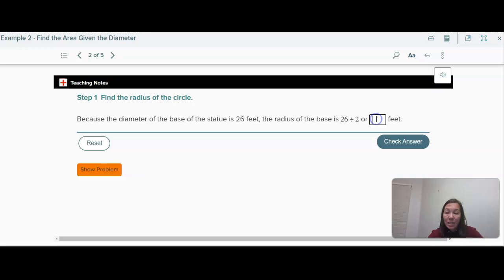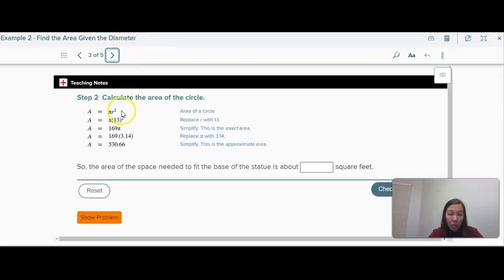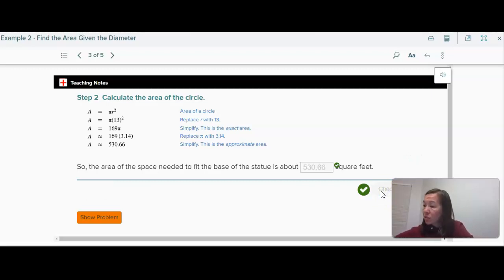If the diameter is 26, then half of that is our radius. So remember that the radius is half the diameter. And now that we have that, start with your formula. In place of r, we're going to put 13. 13 squared is 169. And then we'll still have the pi here. Again, this is the exact area. Then if we replace pi with 3.14, or if you just plug this into your calculator using your pi button, you'll get about 530.66-ish. So the area needed is about 530.66 square feet. Okay, so if you don't have the radius, you'll have to find it first.